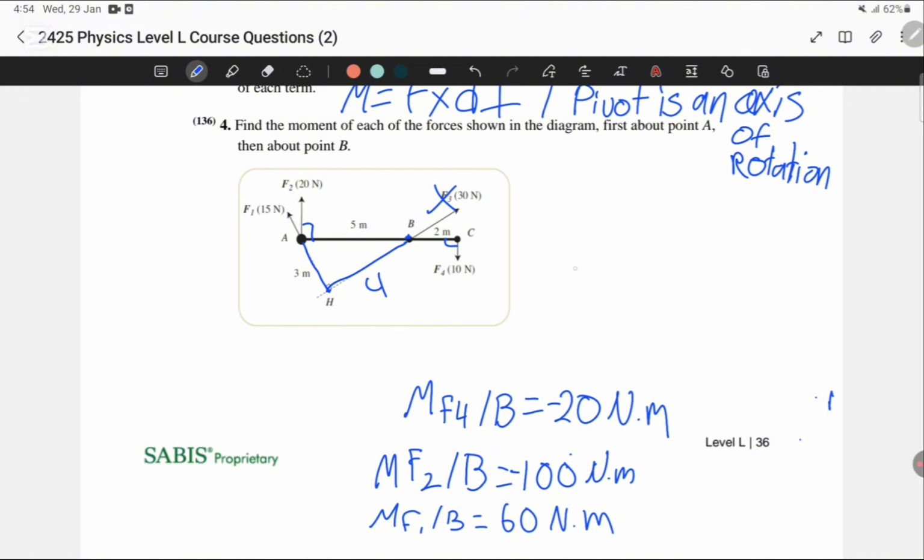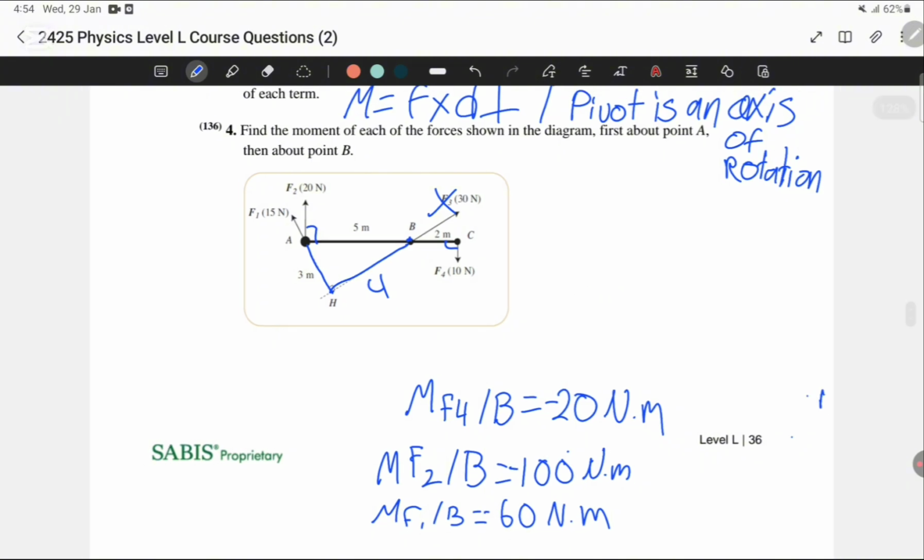Let's check if it's going clockwise or counterclockwise. Wait one second, I drew it wrong. Yes, here. It's going to be moving like this. So if you hold the pen, it's still going to be moving like this. So negative, clockwise. That's easy. On to the next.